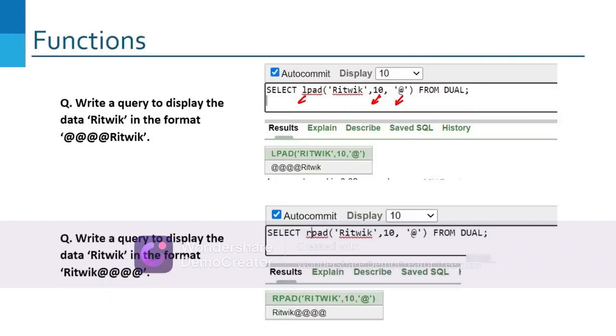Similarly, how RPAD will work: it will move the @ symbol to the right of the string and the total length of the string is 10. So this is what you will get as the answer. Not only @, but if you want to put any other characters, letters or symbols, you can do that with it.